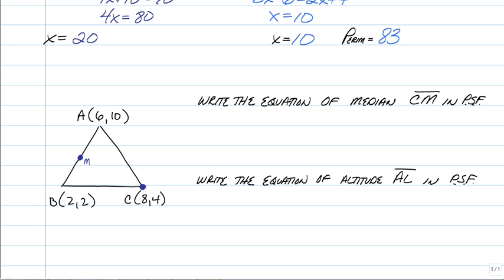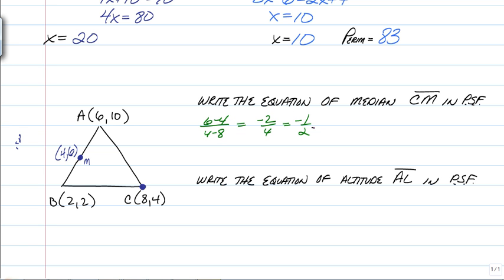So remember, the midpoint formula is add the x's. 6 plus 2 is 8. Divide by 2 and you have 4. And 10 plus 2 is 12. Divided by 2 is 6. So your midpoint is at (4, 6). Now you know your two points. So this just goes back to writing equations of lines where you have to find the slope of these two. So you have 6 minus 4 over 4 minus 8. That'll give you a slope of negative 2/4, which is equal to negative 1/2.